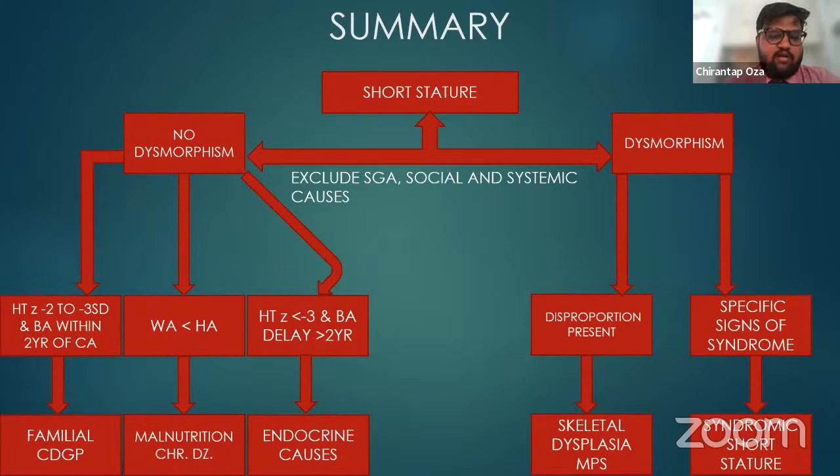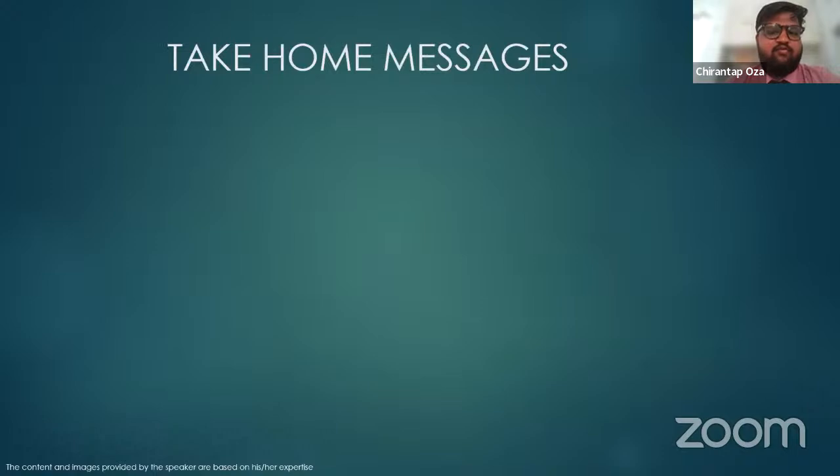So in summary, if there is any child with short stature, one must exclude small for gestational age, psychosocial neglect, and systemic illnesses. If there is any dysmorphism, then one must look for syndrome-specific signs of short stature. If there is disproportionate short stature, one must evaluate for skeletal dysplasia. If there is no dysmorphism and height is between -2 to -3 standard deviation and bone age is within 2 years of chronological age, it could be familial or constitutional delay. If weight is affected more than height, it would be malnutrition or chronic disease. And if height Z-score is less than -3, bone age delay is more than 2 years, then one must look for endocrine causes of short stature.